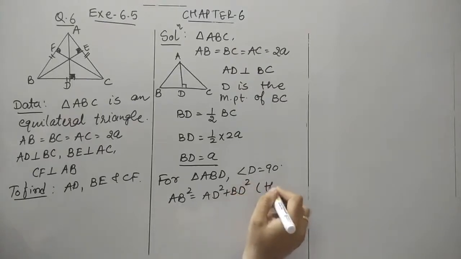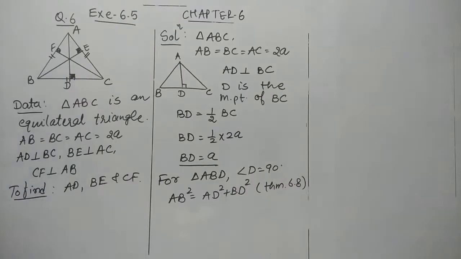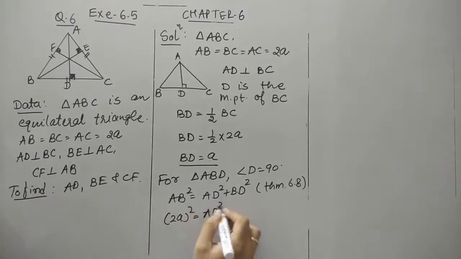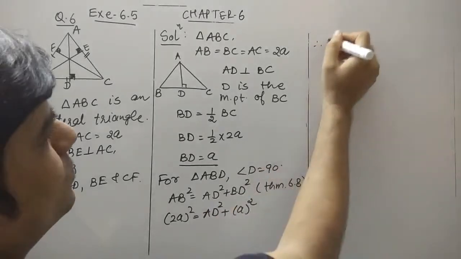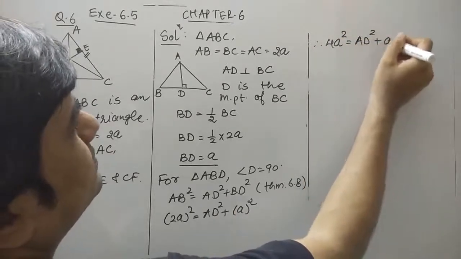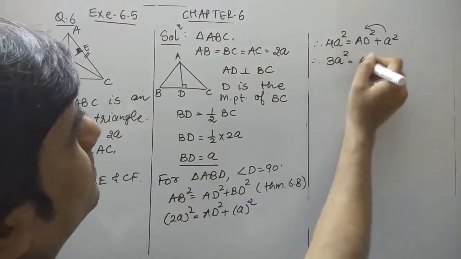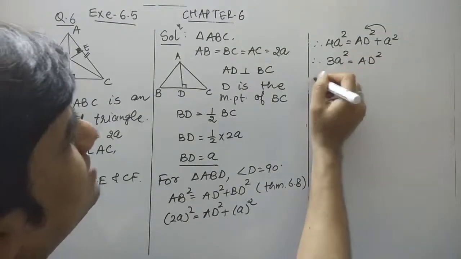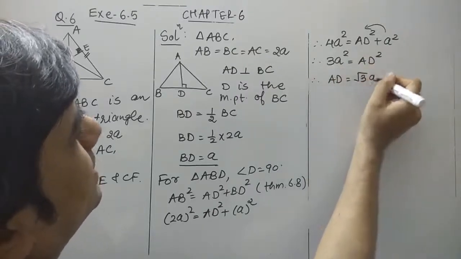This I have written from theorem 6.8, which is also called Pythagoras. The value of AB is 2a. AD we have to find out, and the length of BD we obtained as a. Square of 2a, that is 4a square, is equal to AD square plus a square. Taking a square to the left hand side, it becomes 3a square. So AD square is 3a square. So the length of AD is root 3 into a.